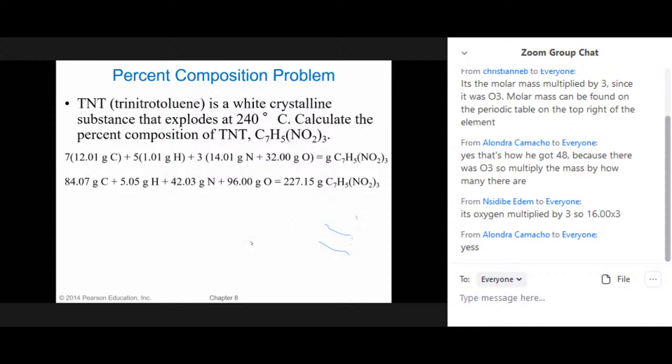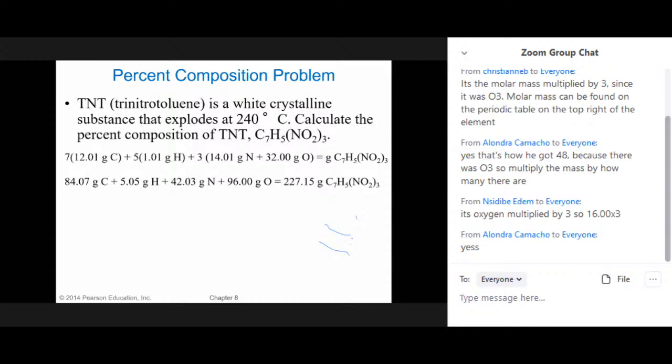Right. So here's something here, TNT, used during a war, is an explosive called trinitrotoluene. When you get to 66, we'll talk more about that. We'll even show you the structure for that, but it's written in a molecular form. It is a white crystalline substance that explodes at 240 degrees C.